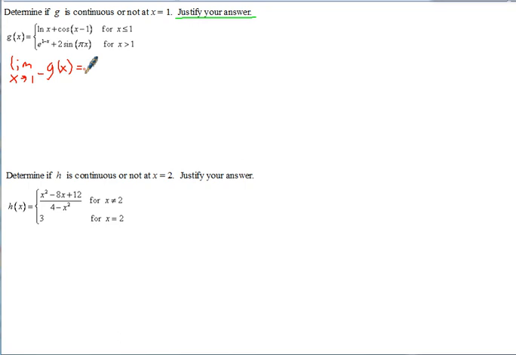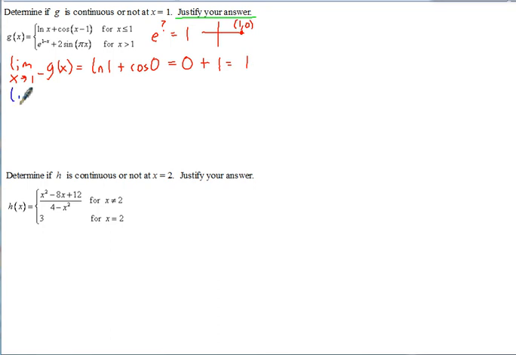From the left of 1, you'd use the top piece because that's the left where x is less than 1. So that'd be the natural log of 1 plus the cosine. When you plug in 1 there, 1 minus 1 is 0. Cosine is 0. And then the natural log of 1, remember that's just saying e to what exponent equals 1, because the natural log is log base e. And e to what exponent equals 1? That's the 0 power. So that would be 0 plus the cosine of 0. The 0 on the unit circle is right there, and cosine is the x coordinate, which is 1. So 0 plus 1 gives you 1. So that's our left-hand limit.